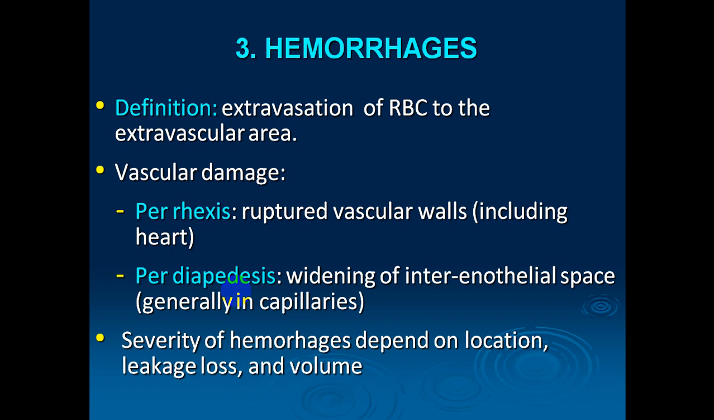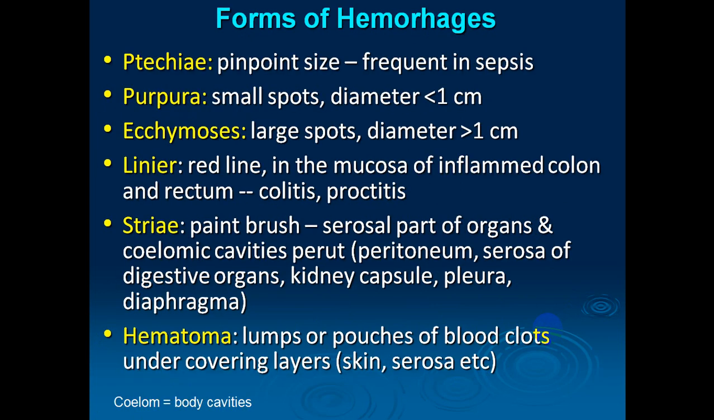the extracellular area. And the severity of hemorrhage depends on the location and also the volume of blood that escapes into the extracellular area, and also the rate of leakage. It also affects the severity of hemorrhage. And then the shape or forms of hemorrhage can be pinpoint, we call it petechiae, or purpura if the diameter is less than 1 centimeter, or ecchymosis if the diameter is more than 1 centimeter, or it can be a linear hemorrhage or red line.